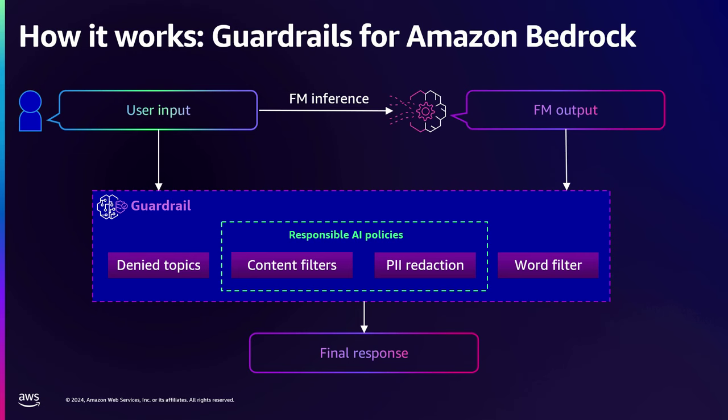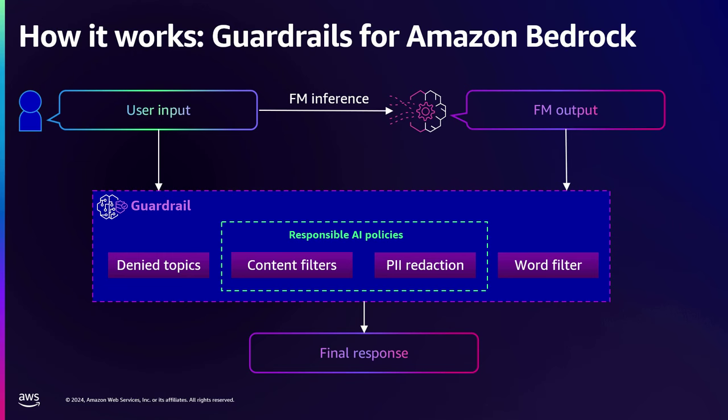So again, I'm from a healthcare and life science background, so one of the topics I can create is not to diagnose a patient. We should not be diagnosing patients using GenAI. So I can create one of the denied topics there. Anytime someone comes to my application and asks for diagnosis information, the prompt will be identified as a bad prompt, and it will block that specific prompt. Similarly, your content filters, PII redaction, word filters. Anytime your user input contains any of those topics, it will get blocked.